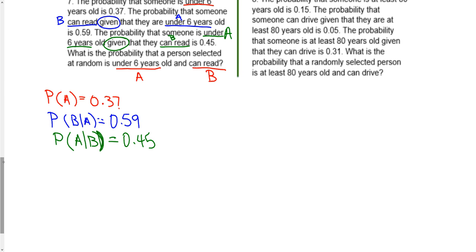Okay, so watch this. Here's the real question. What is the probability that a person is under 6 and can read? So we have to figure out which formula we're going to use. Which one? Yeah, it's actually the first two. And you know how you can tell? Well, it's got to do the alternating stuff.